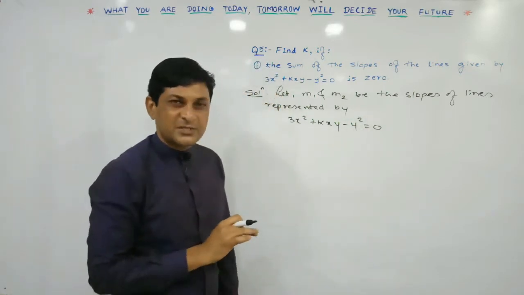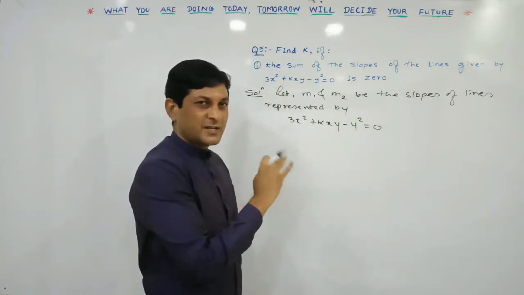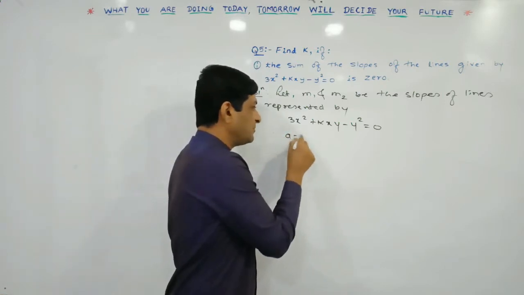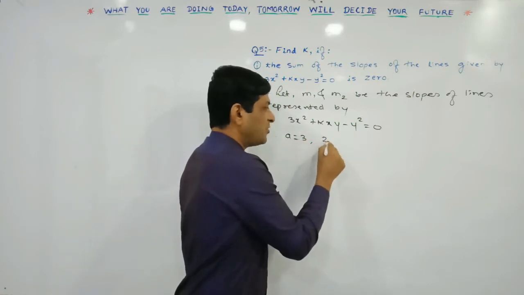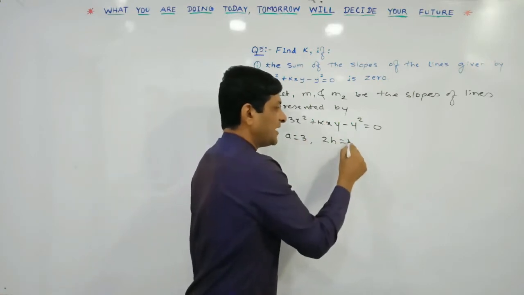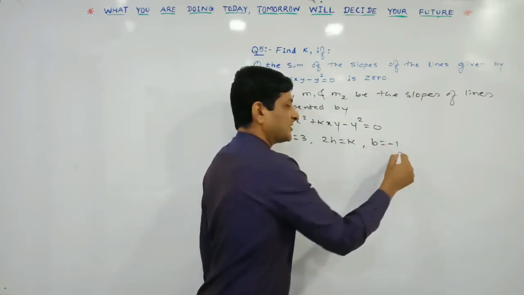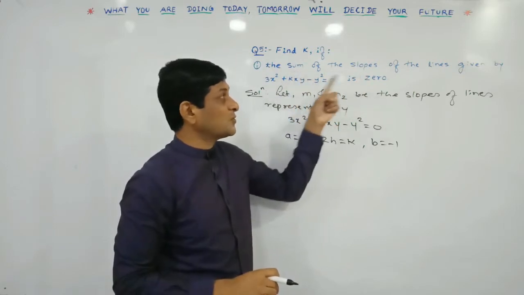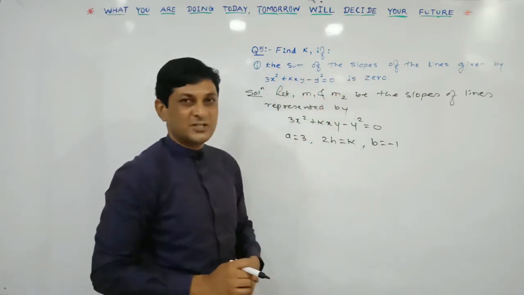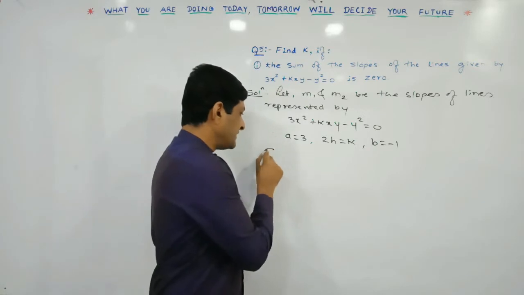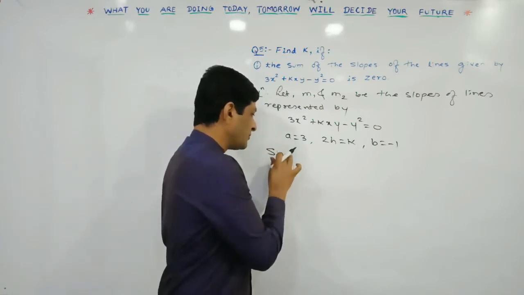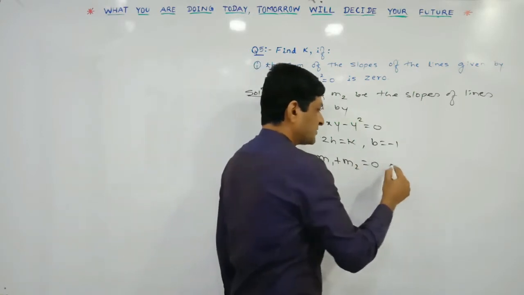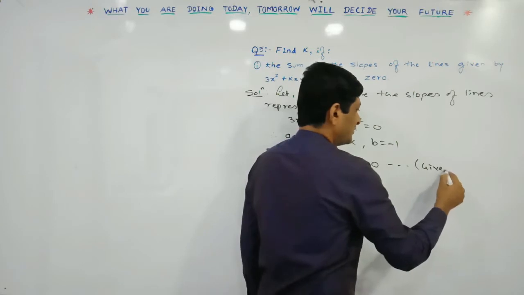Once the homogeneous equation is given, from this homogeneous equation let us find the values: a is equal to 3, 2h is equal to k, and b is equal to minus 1. Now we are using the given condition. What is the given condition? The sum of the slopes of the lines represented by this equation is 0. So the sum of the slopes means m1 plus m2 is equal to 0.